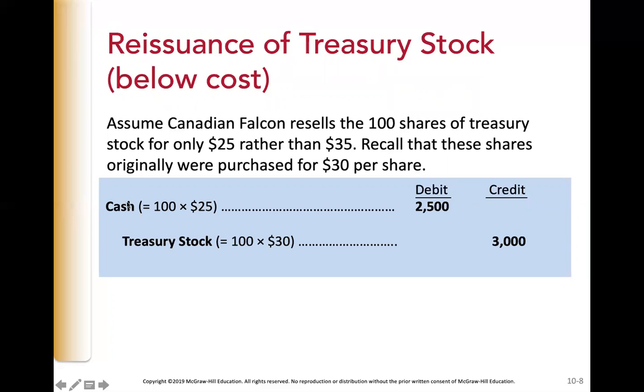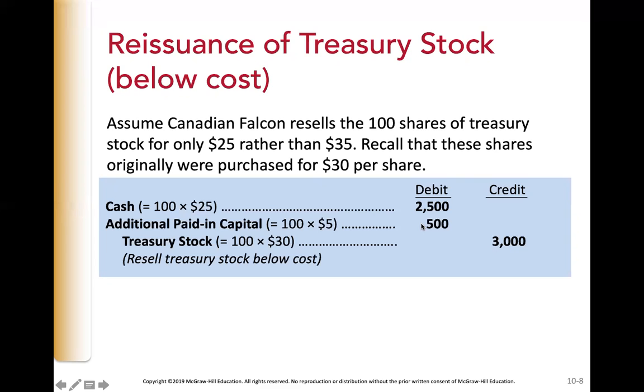We need to take the treasury stock off at what we paid for it, the $3,000. 100 shares times the original cost of 30 is $3,000. This time, the $500 difference is a debit to additional paid in capital. Not a credit, a debit. If you reissue treasury stock below the cost you paid for it, then it is a decrease in additional paid in capital. It would be a debit of $500.